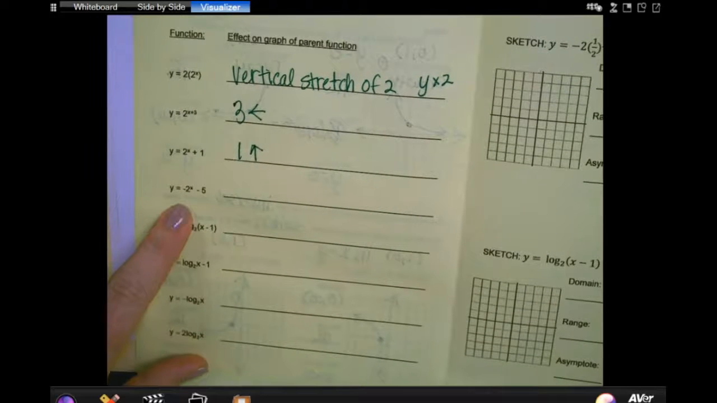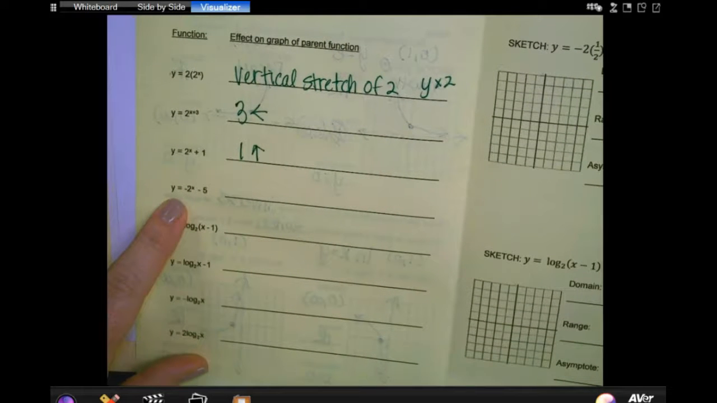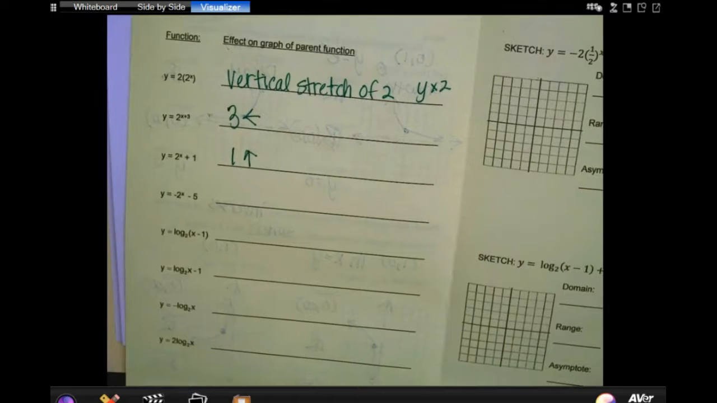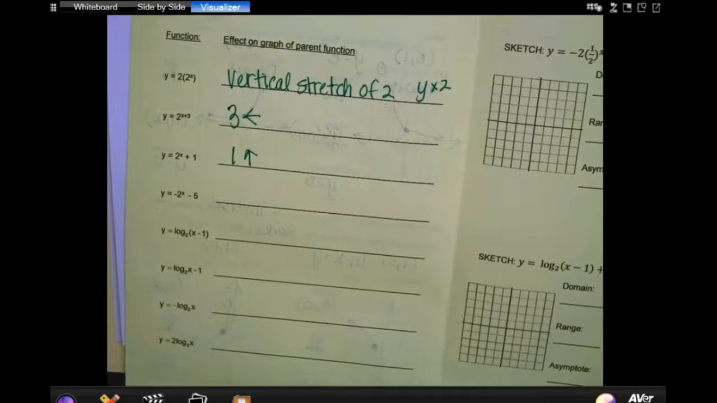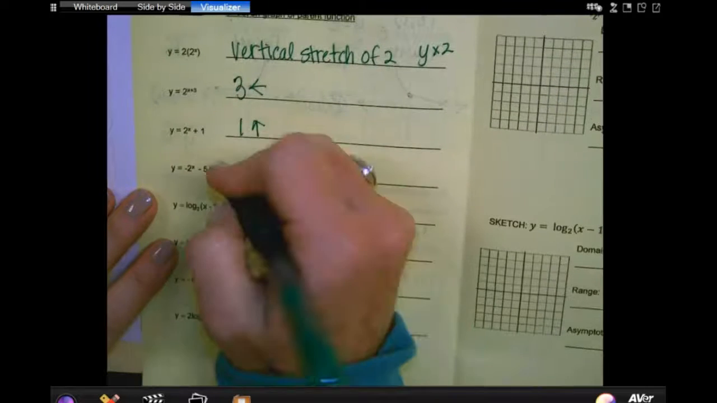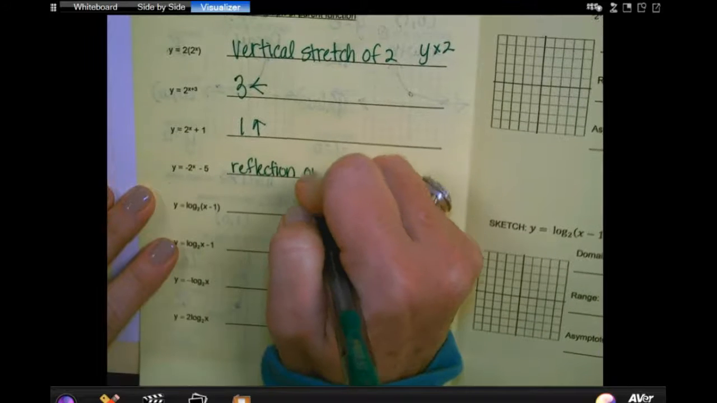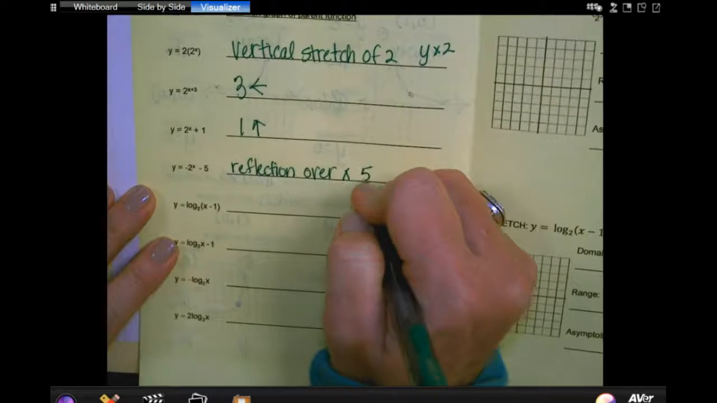So on the next one, I have a negative 2 to the x minus 5. What is the negative? It's a reflection, and what's the minus 5? So which do I do first? Because they're both y transformations. You reflect first and then shift down 5. You have to multiply first and then shift down. Okay, so this is reflection over x, and 5 down.